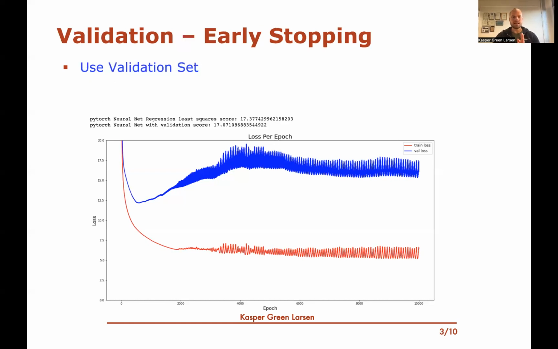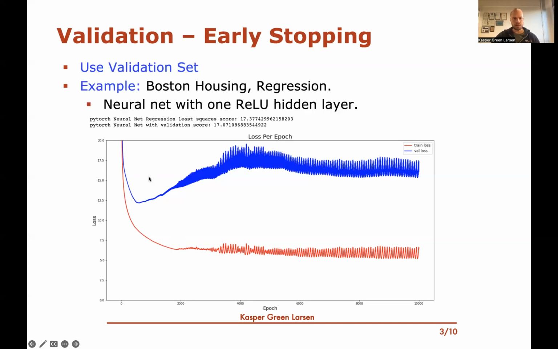Okay, so validation and early stopping. The basic idea here is, like we talked about in previous videos, we want to use a validation data set in order to make decisions on which model to use. So what you see here on the plot below is the training of a neural net. And you can see here the red one is the training loss. So we've been training a neural net for regression on the Boston housing data set. The basic idea is that we want to predict the price of a house with least squares loss. And what we've been training is a neural net with one hidden layer using ReLU activation.